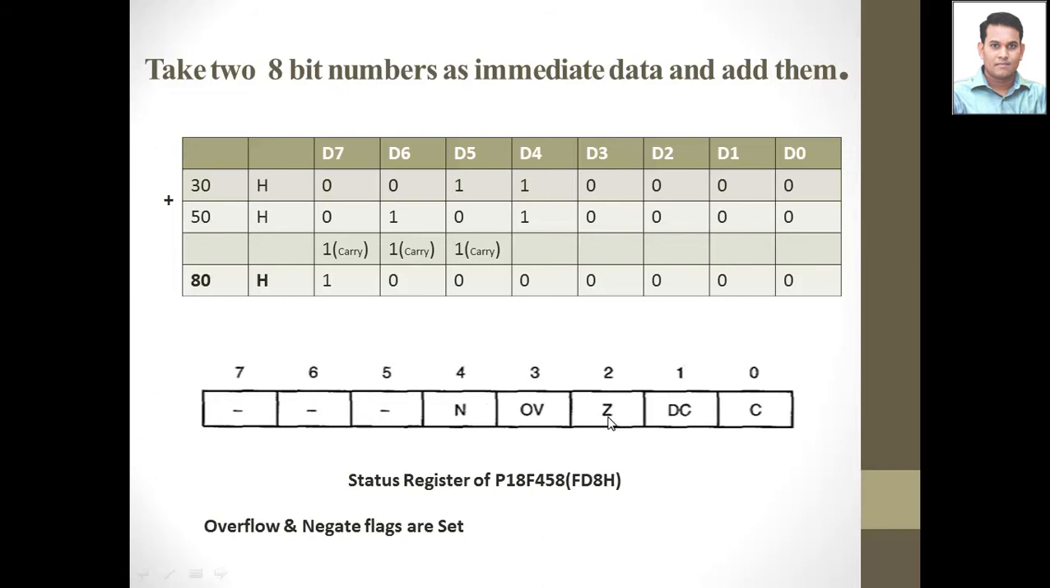The next is the Z flag, the zero flag. The zero flag is set whenever the result of an arithmetical operation is 0. Here our result is not 0, so the Z flag is not set. Third is the overflow flag. Yes, our overflow flag will get set.